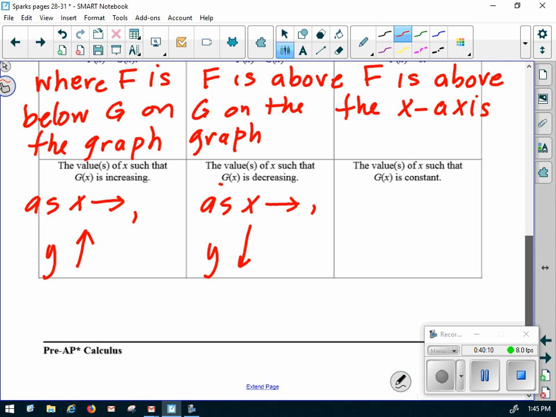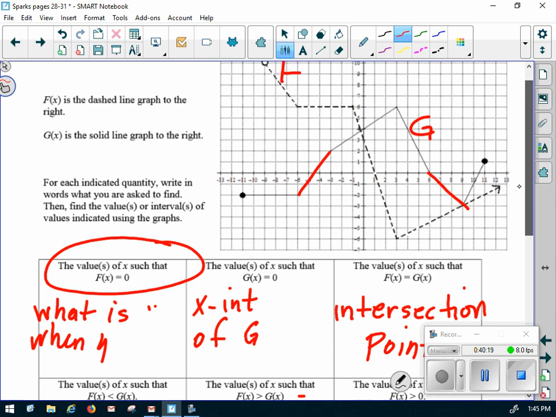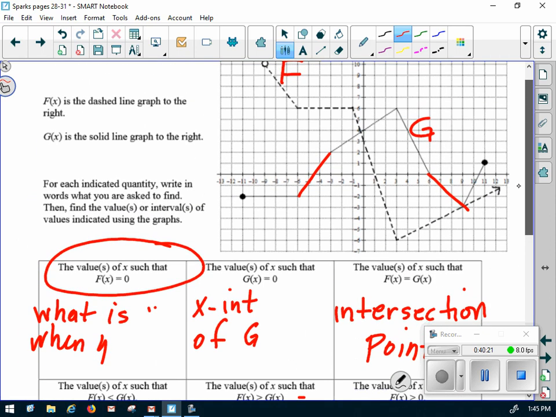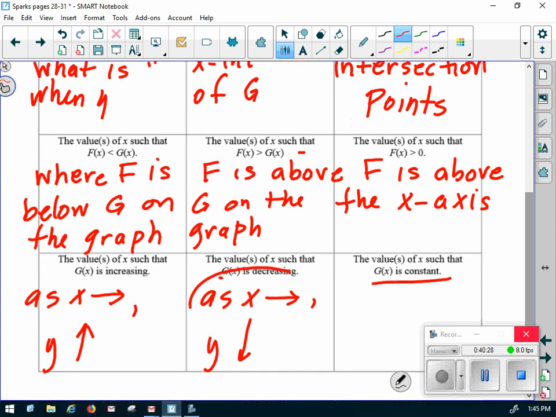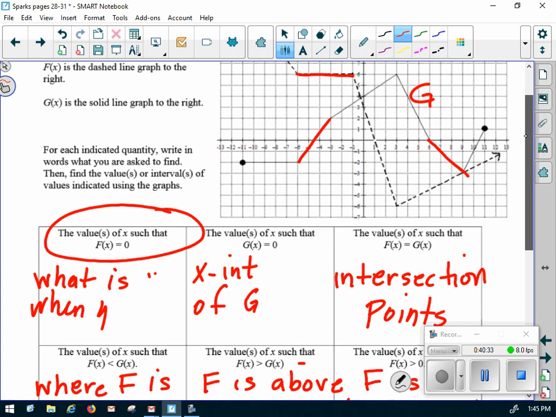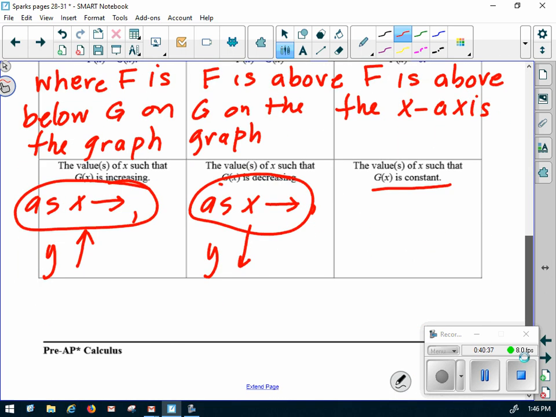What about the last one? Constant. Say again? Okay, you could say horizontal line, but I would prefer something else. Let's look at this piece right here. I want you to do this. As x is increasing, y stays the same. As x is increasing, y stays the same.